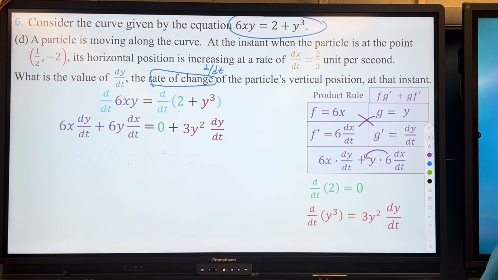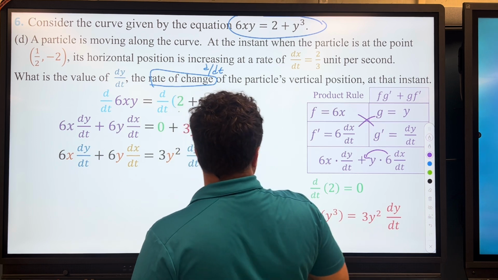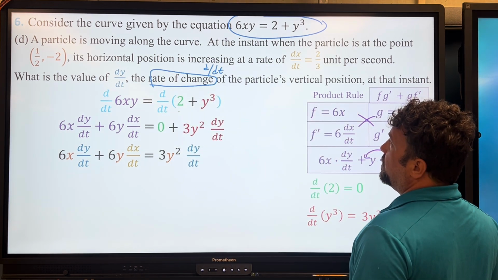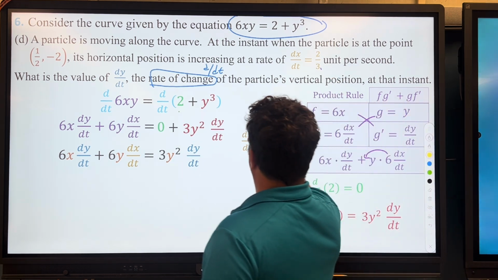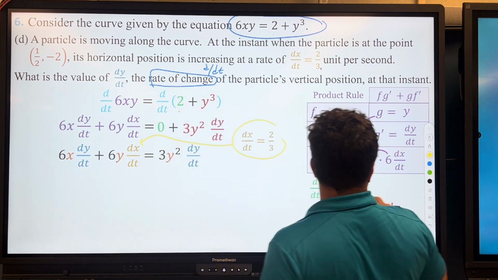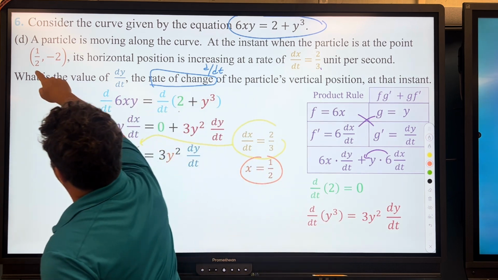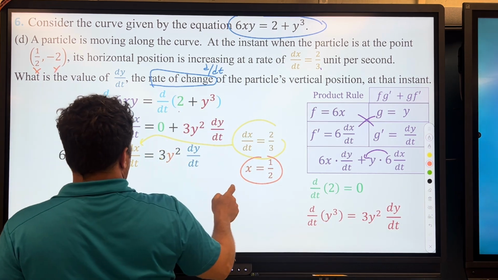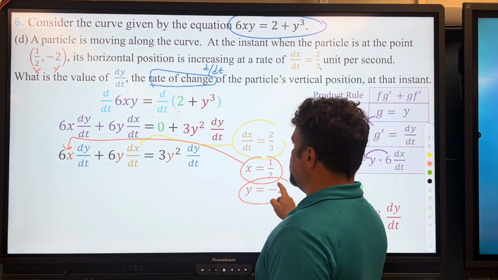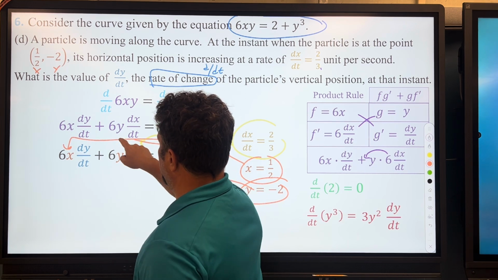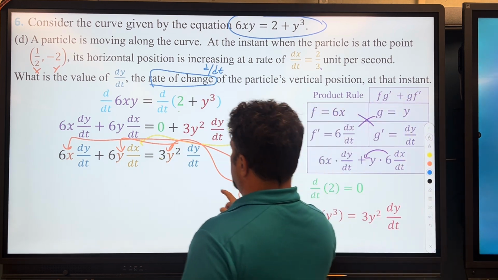All right? Now we can replace all this stuff. So now we have some fun. We know that dx/dt is 2/3, given. We know that x is 1/2, because this is our x, this is our y. So that goes here. We know that y is -2. That goes here, and that goes here. And we don't know what dy/dt is. So we're just trying to find this.